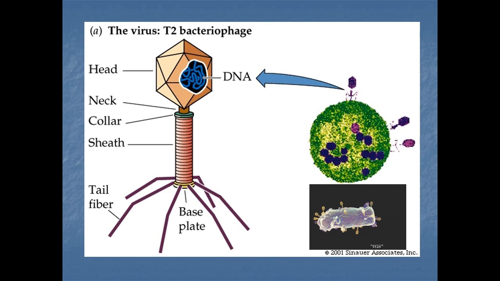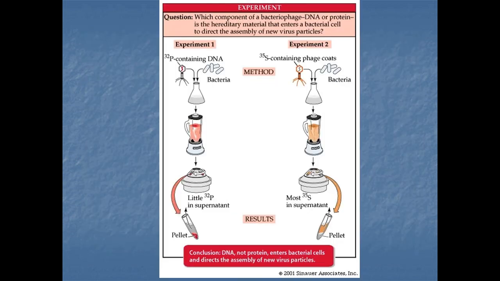The virus T2 bacteriophage has a head, neck, collar, sheath, so many parts, and the DNA is present in the head. It gets injected into the E. coli, which is the host. In the first experiment, they took 32P radioactively labeled DNA. Actually at this time they didn't know that. They took the 32P containing phage and infected the bacteria. They spun it.